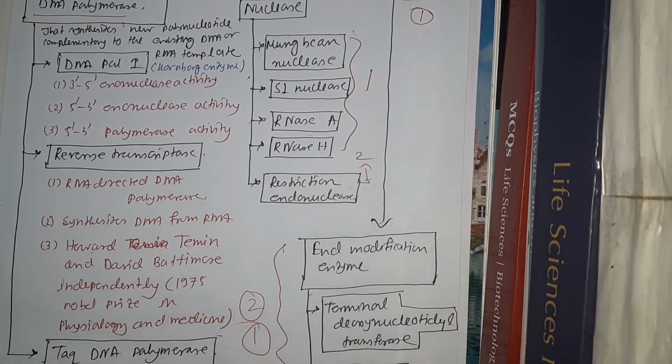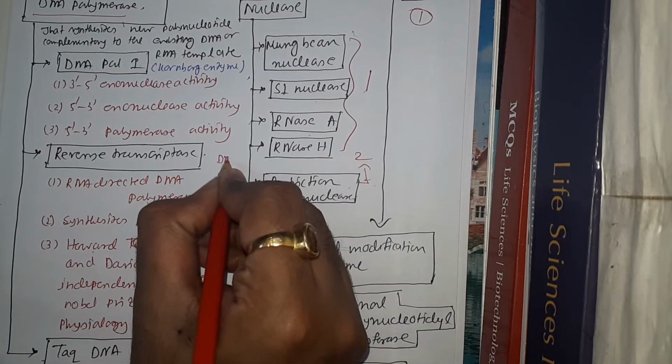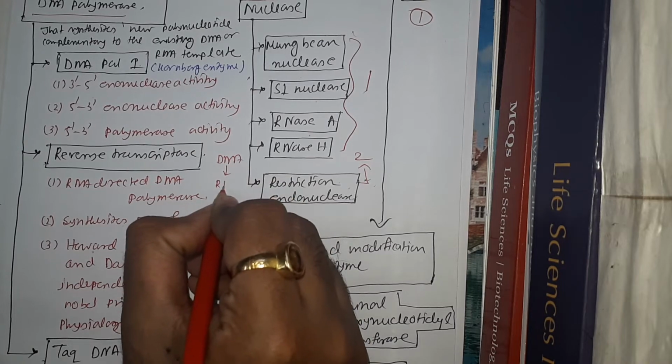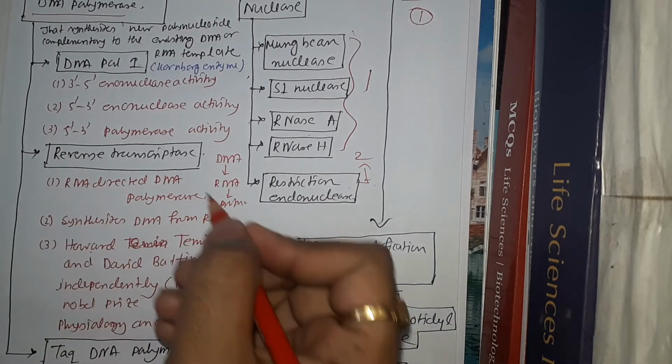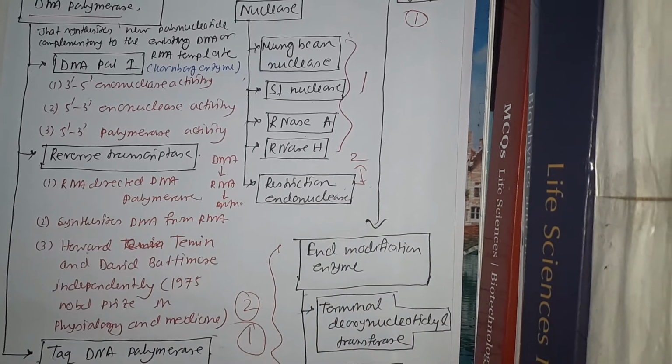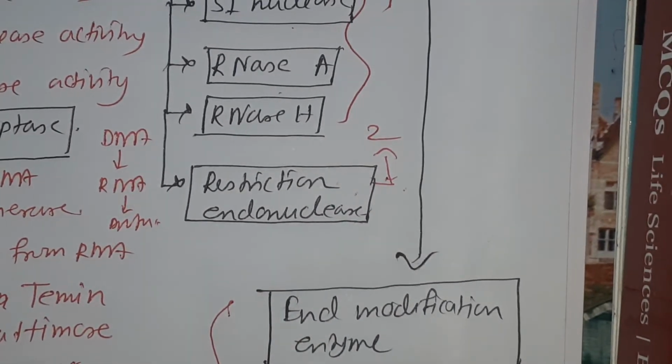So in reverse transcriptase, we all know reverse transcriptase is simply an enzyme that has the ability to synthesize DNA from RNA. If we remember our central dogma, that is DNA to RNA, RNA to protein. So we have our DNA. Let me zoom, then it will be more clear.